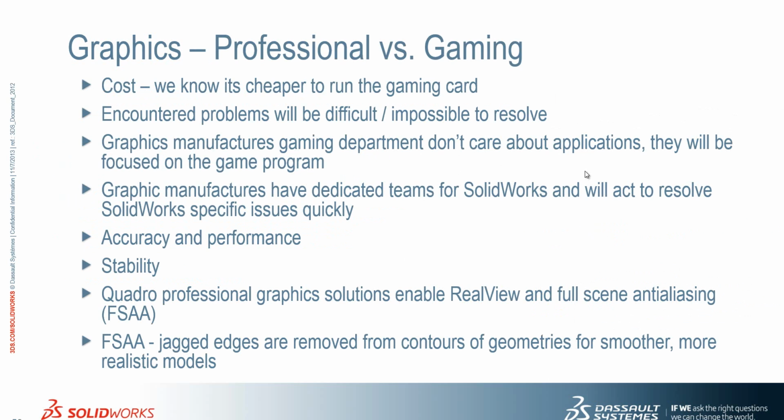Right, the difference between professional and gaming. By professional, I mean an NVIDIA Quadro card or ATI FirePro. And gaming, for instance, like an NVIDIA GeForce card. Now GeForce cards do work, but there are some limitations to them. First off, you can't have RealView graphics. They are more buggy, more liable to crash SolidWorks. They're not tested by SolidWorks, only NVIDIA Quadros are, so a professional graphics card. They're slightly slower. They're not really designed for SolidWorks.